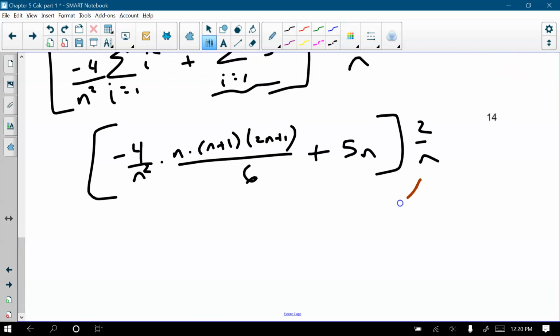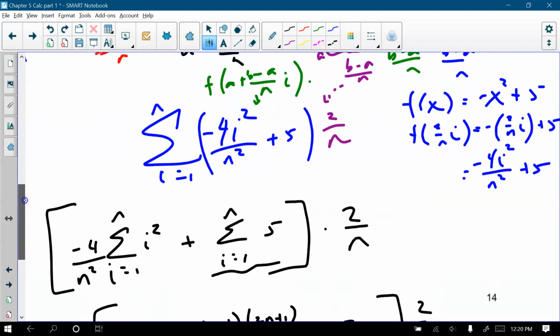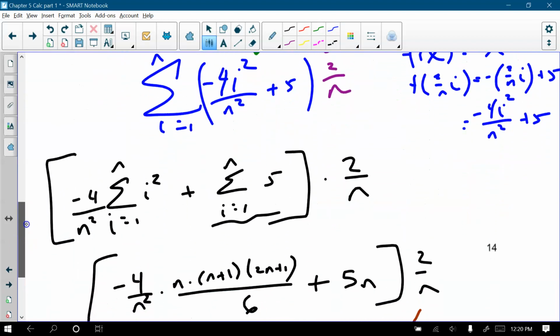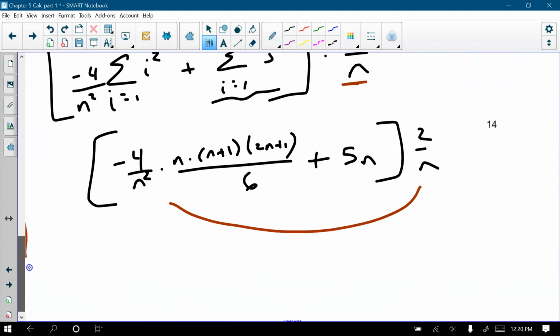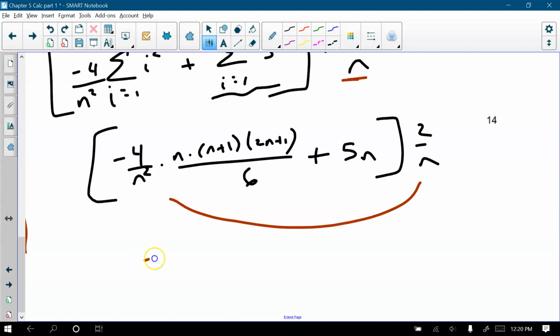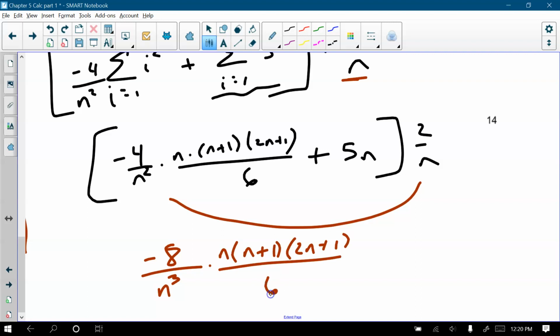Remember in the last video that I made for my class, because I wasn't here, I said to just leave that 2 over n until the very end. So now the 2 over n is going to come into play, and I get negative 8 over n cubed times n plus 1 times 2n plus 1 over 6 plus 10n over n, which is just 10.